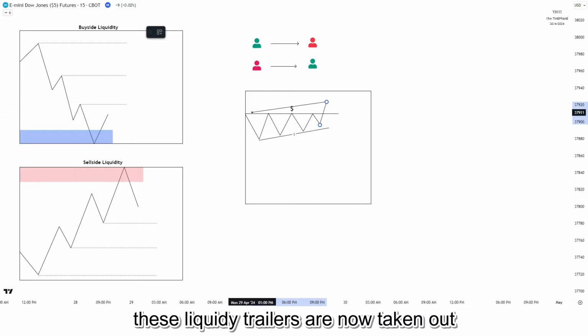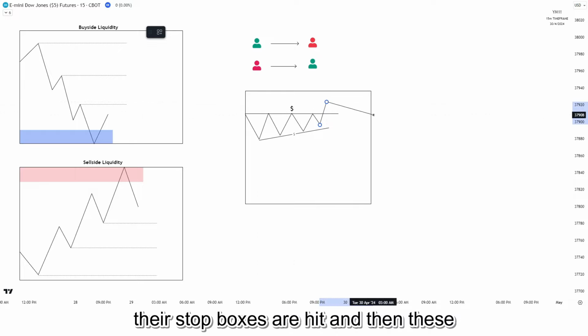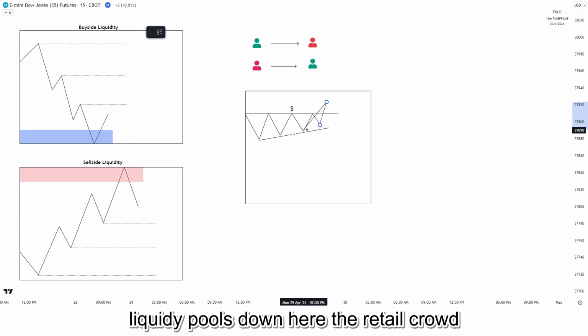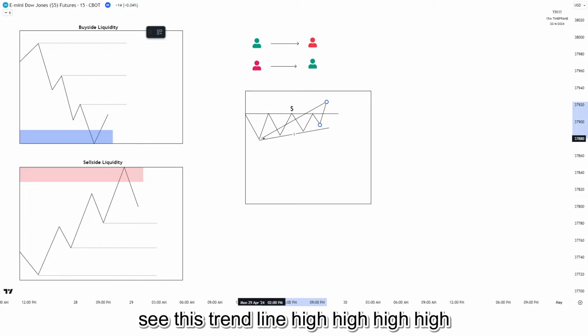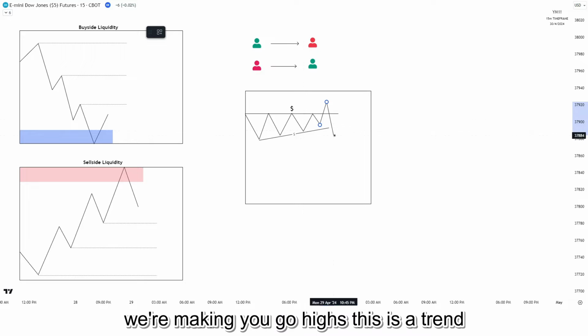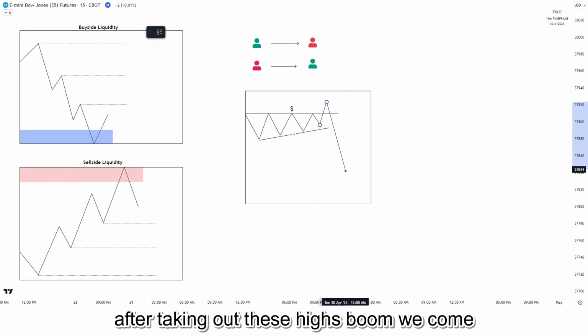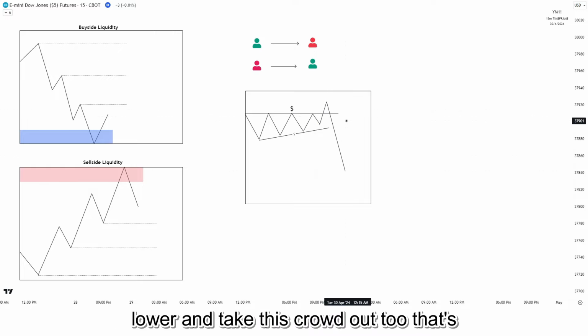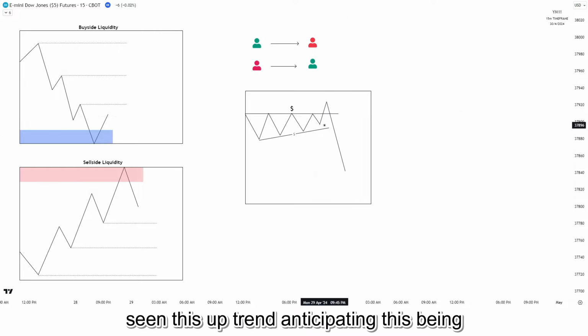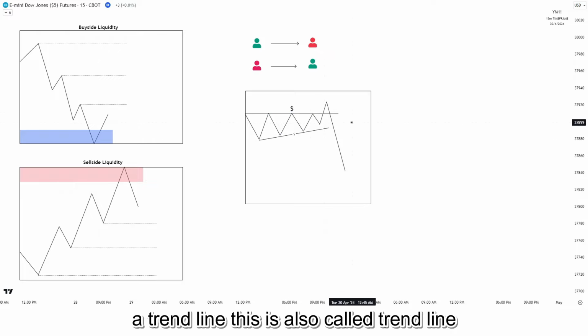So these liquidity traders are now taken out, their stop losses are hit, and then these liquidity pools down here, the retail crowd see this trend line, high, high, high, high. We're making equal highs. This is a trend line. It's going to go higher. After taking out these highs, boom, we come lower and take this crowd out too, that's seeing this uptrend, anticipating this being a trend line. This is also called trend line liquidity.